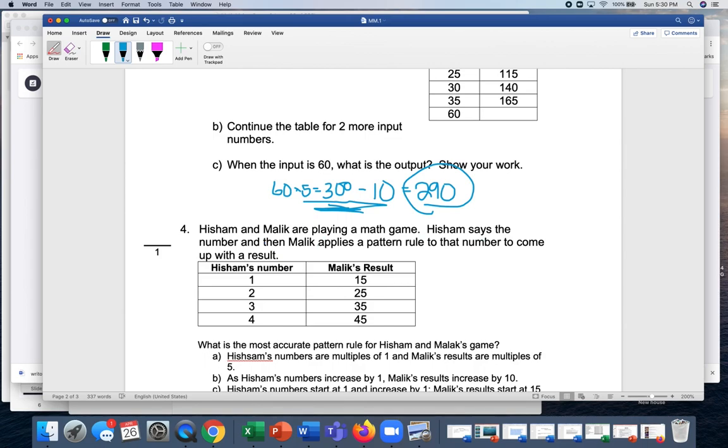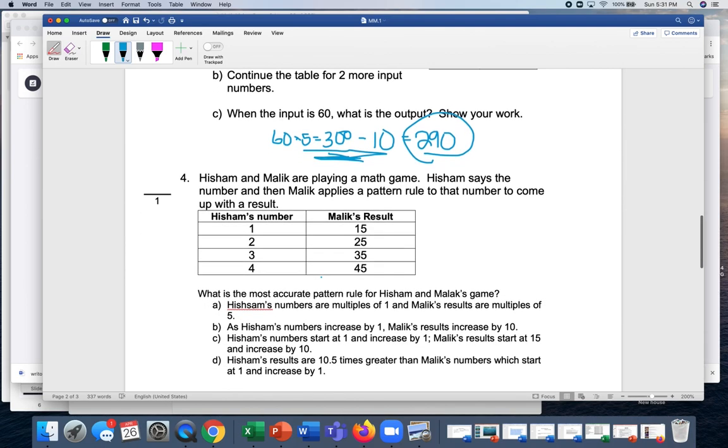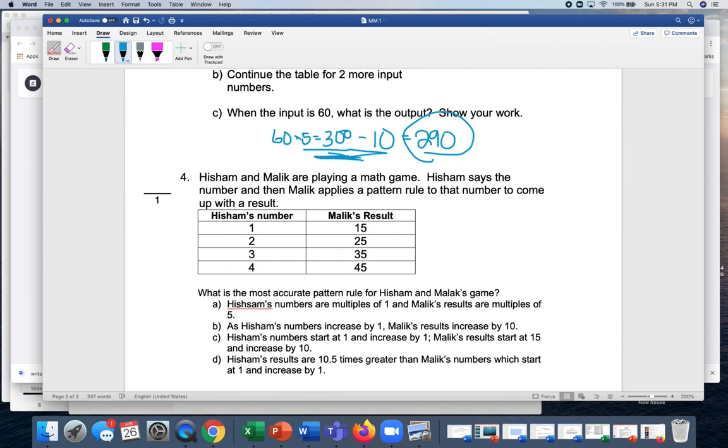Hasham and Malik are playing a math game. Hasham says the number, and then Malik applies the pattern rule to that number to come up with the result. What is the most accurate pattern rule for Hasham and Malik's game? You're going to notice that they don't actually give you the pattern rule that relates the input to the output. So this is a little bit of a tricky question. That means you have to find the best one from what there is, so let's go through process of elimination.